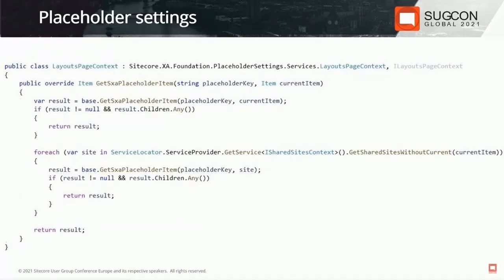And there we will go and look for placeholder items. If we find any, we will return those, and those will be used. So we first check locally. If we can't find them, we get them from the shared site. This way, we can also still override anything that was done in the shared site with just configuring it locally, and no code changes are needed.